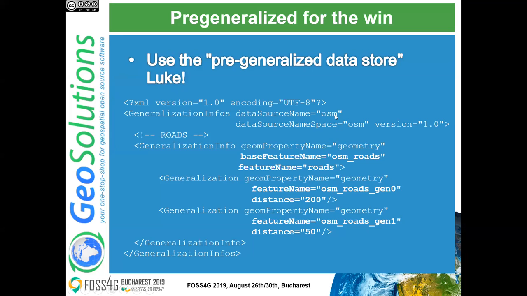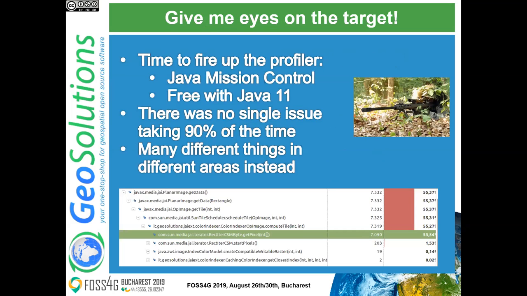Here we are saying, okay, take the data store, which is called OSM, and please use the OSM roads table as the base, but when the generalization distance, that is when a pixel is like 200 meters, please use the table OSM roads Gen0. And when the generalization distance, that is the pixel size, is 50 meters, then please use OSM roads Gen1. So when we are trying to just display motorways because the style says so, we go to a table that actually contains only motorways. And it contains like 1,000th of the original data, which makes it much faster to render. That improved things quite a bit, but not enough.